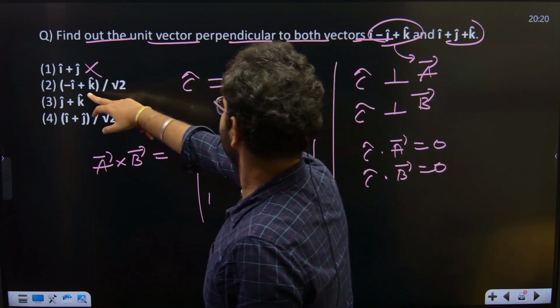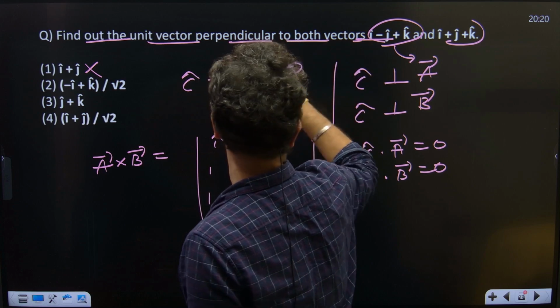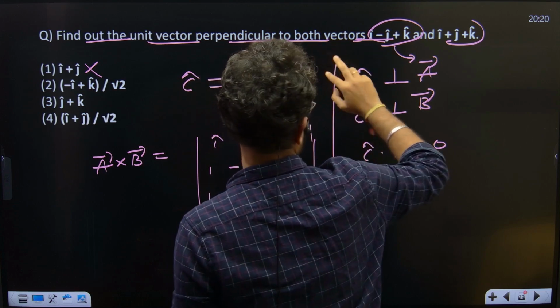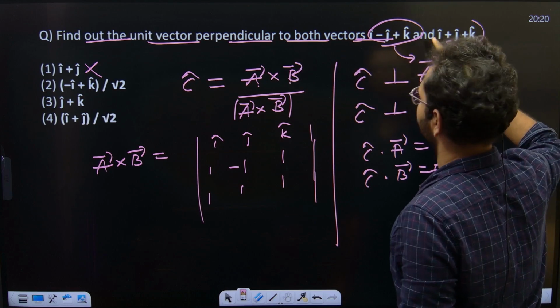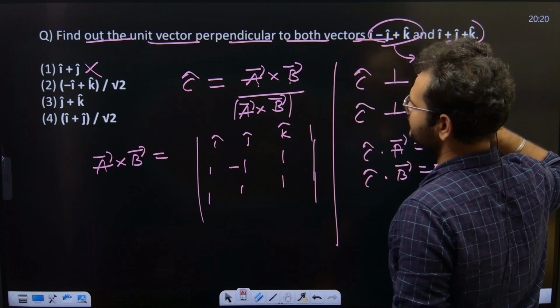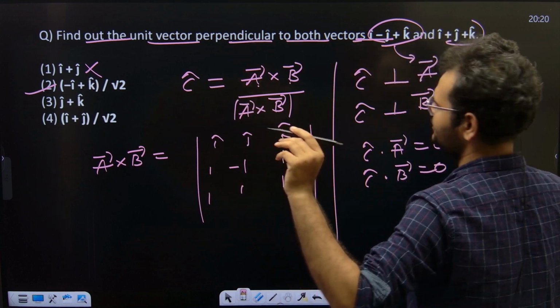So minus I plus k if I do so, minus I into I is minus 1 and 1 is 0, and here what it is? Minus 1 and again 1, 0. Yes, I think second must be the answer. Yes, second must be the answer. Anyway, second must be the answer, I will tell you.